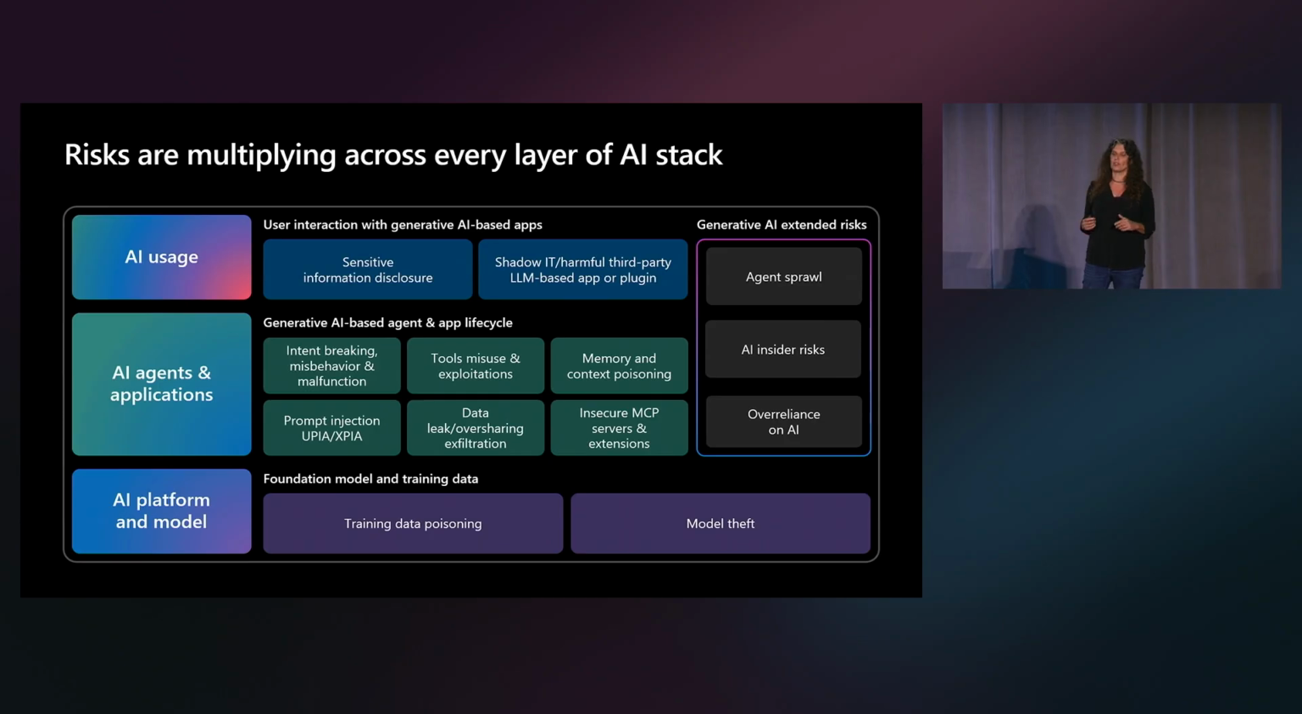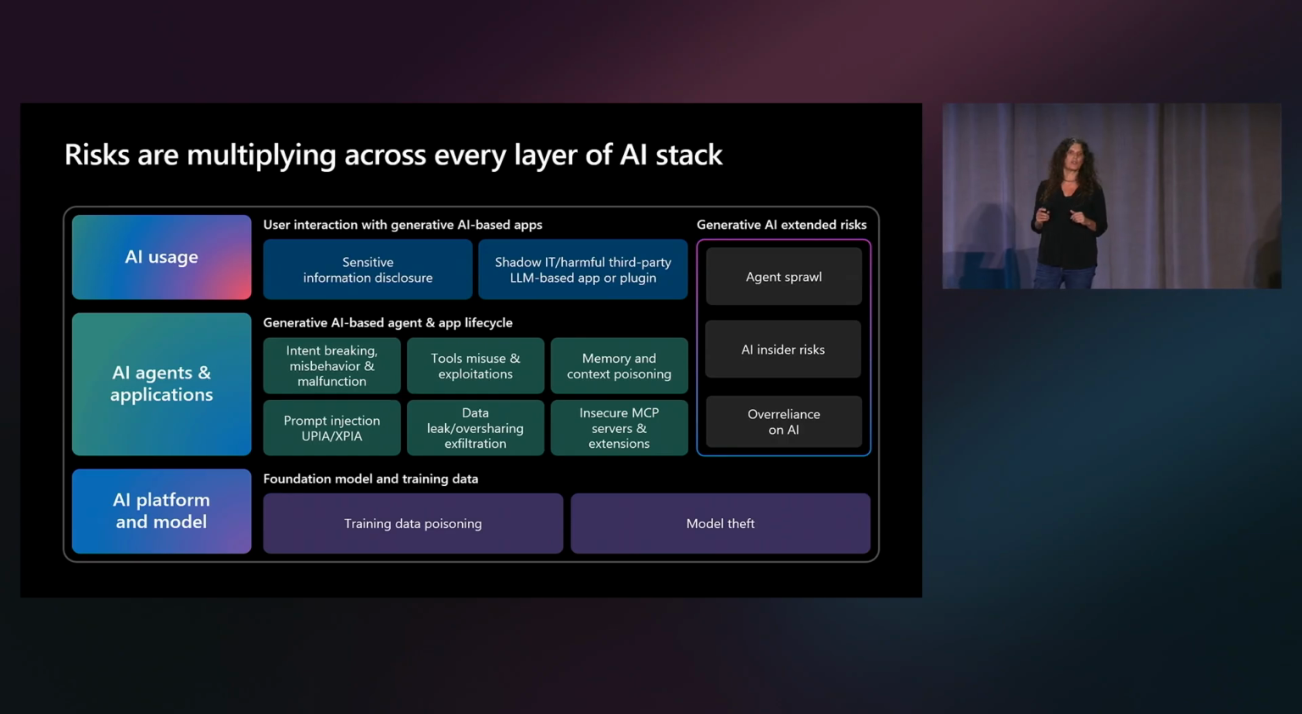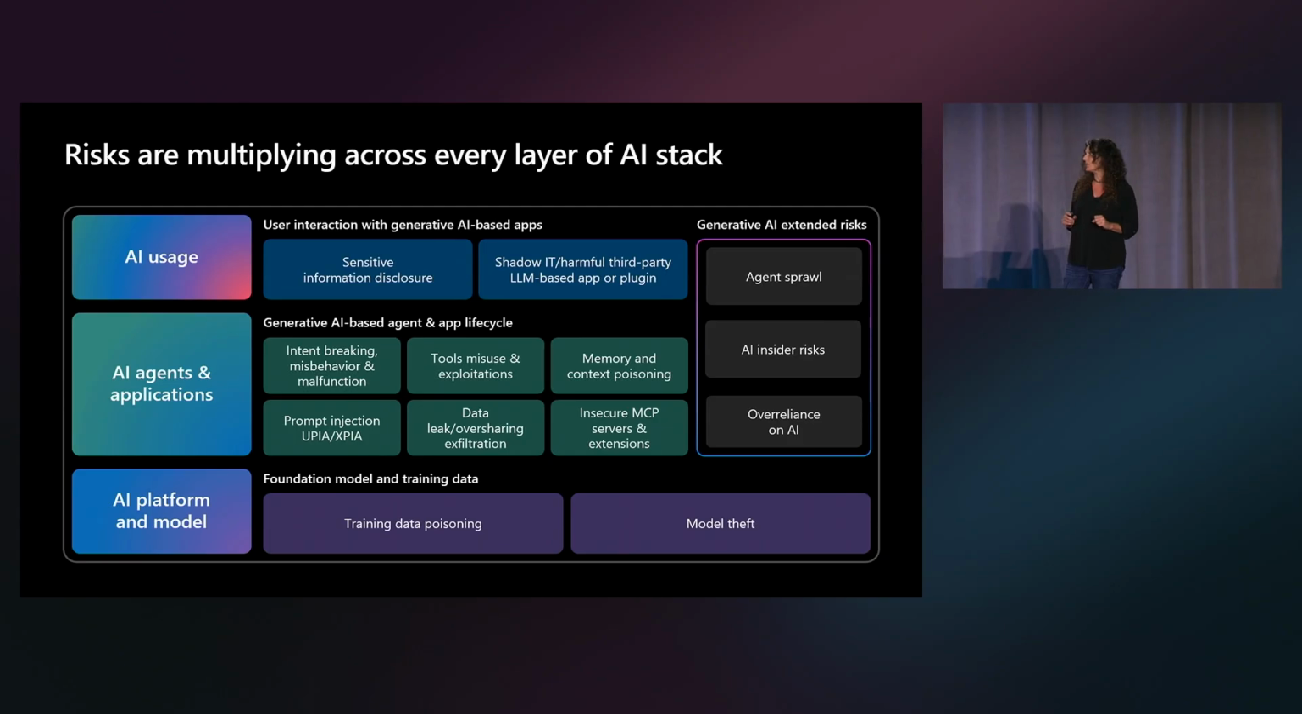So now we also have intent breaking. How do I know that when I put an agent in my organization, it adheres to the task? It doesn't break its intent. Because when I develop an agent, I have a specific intent that I want it to do, a specific role or a specific task that it's supposed to do. How can I ensure that it's not intent breaking, it's not misbehaving or malfunctioning? How do I ensure that my agents don't misuse or exploit the tools that I connect to them? And how do I ensure that they don't have any memory or context poisoning? And we'll show you a lot of these things and how we can secure that as we go on.